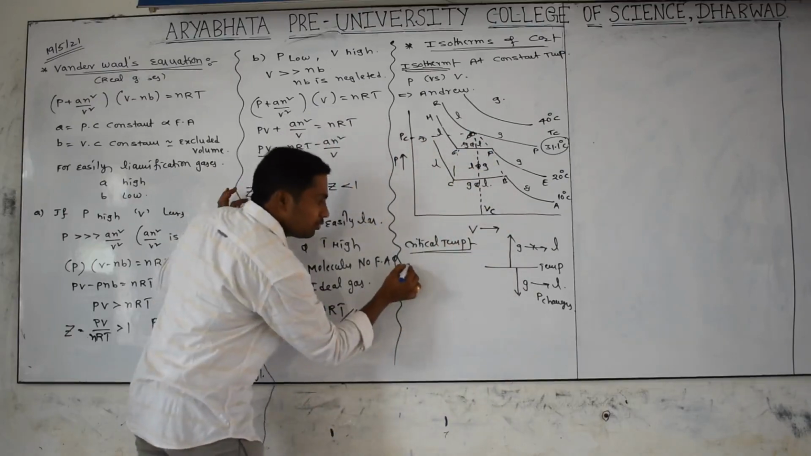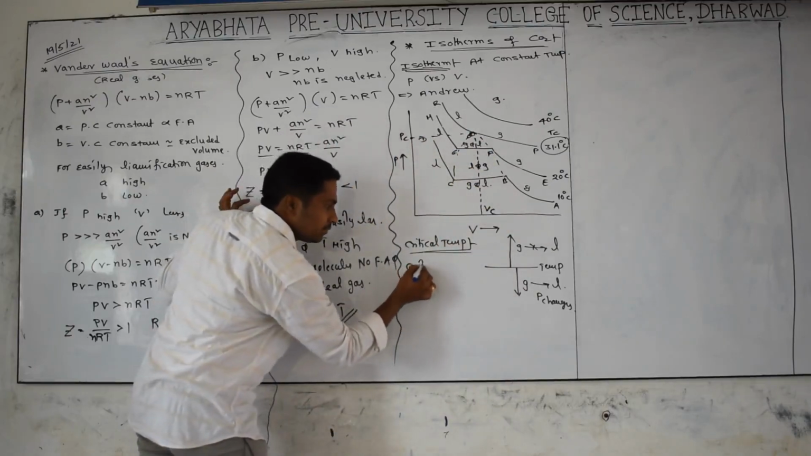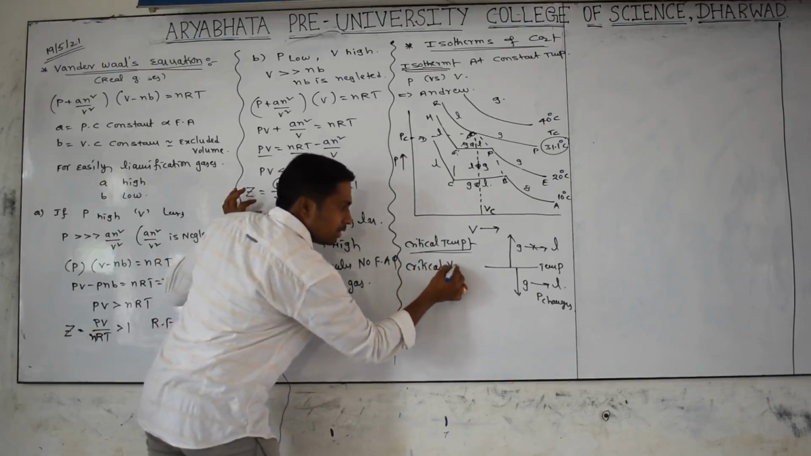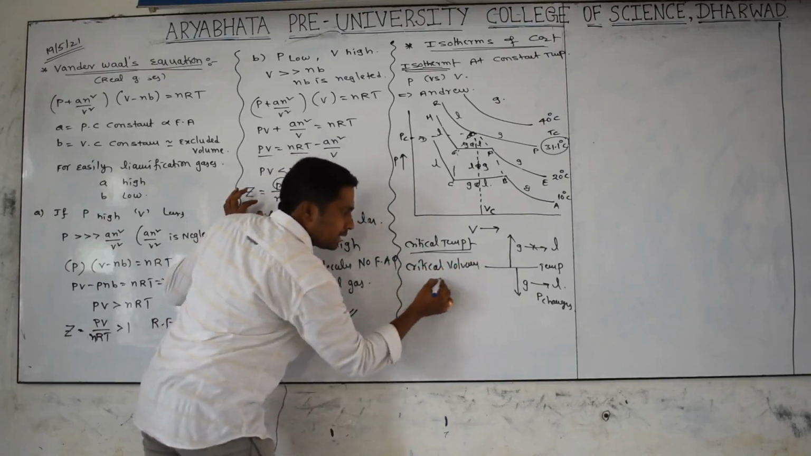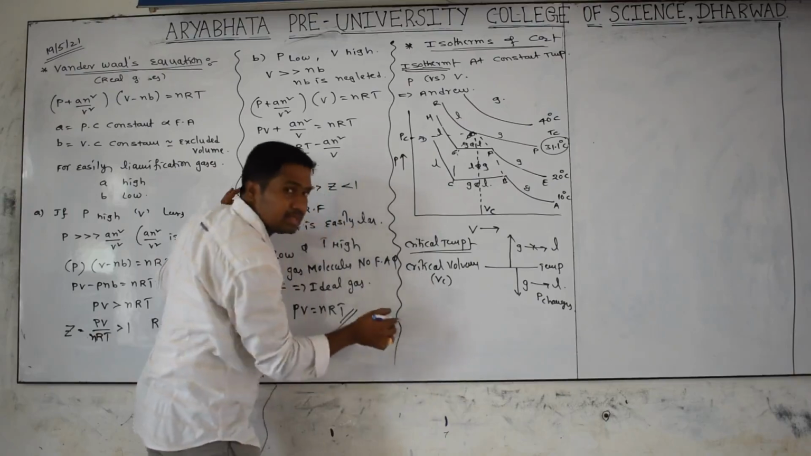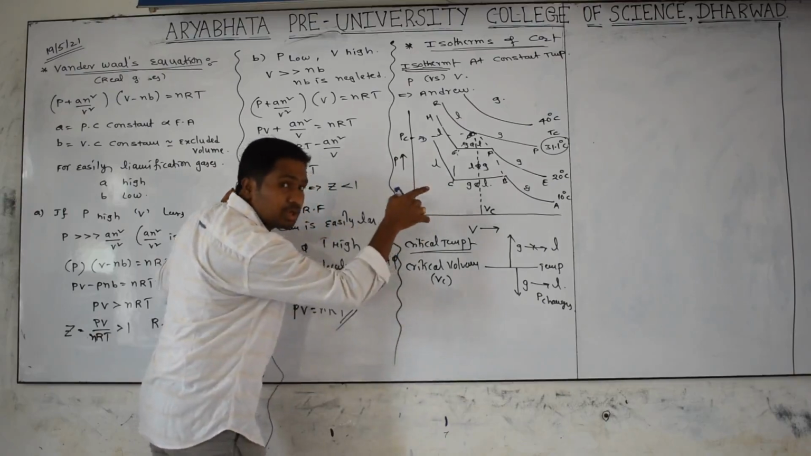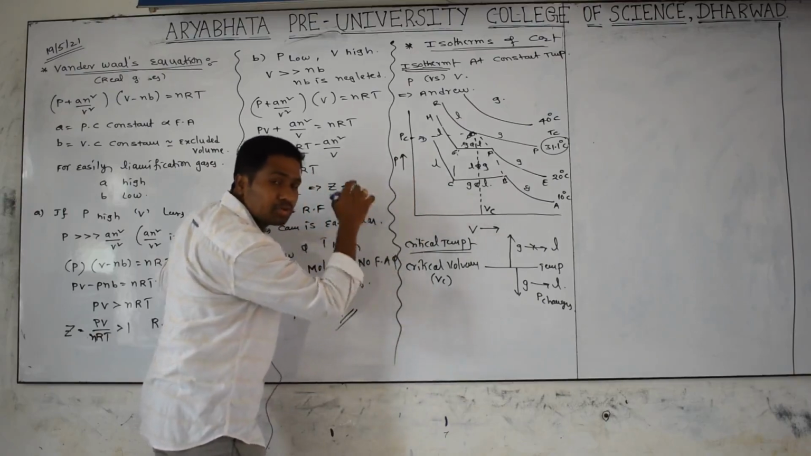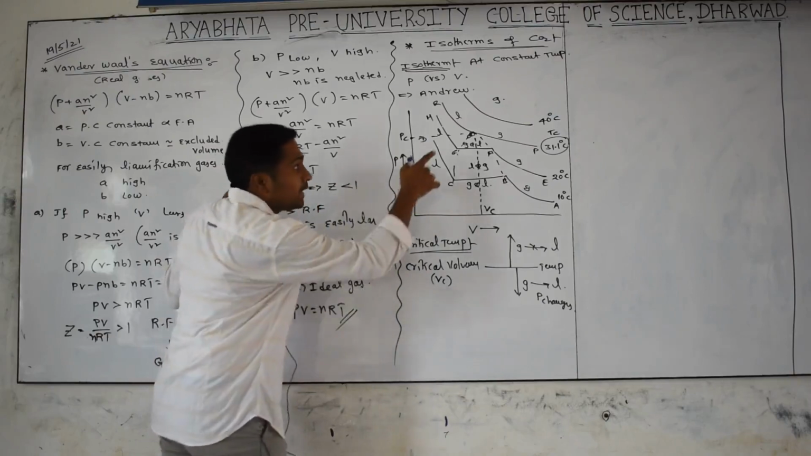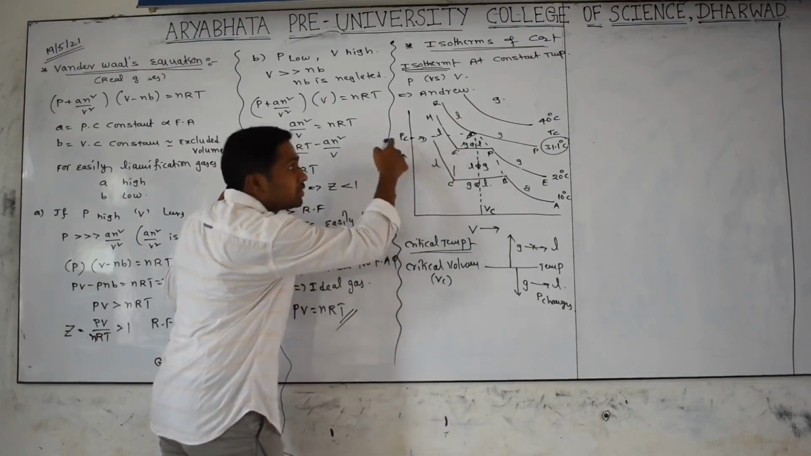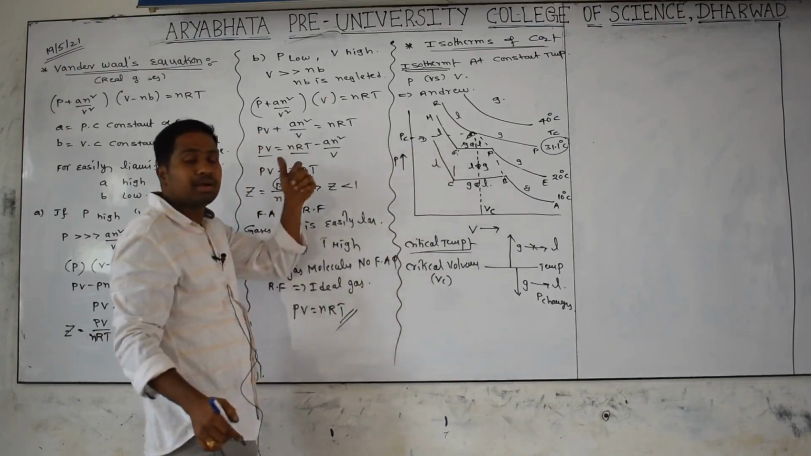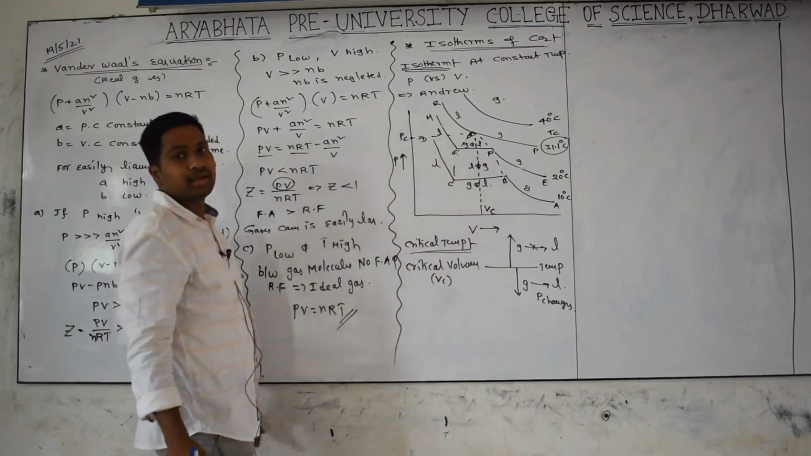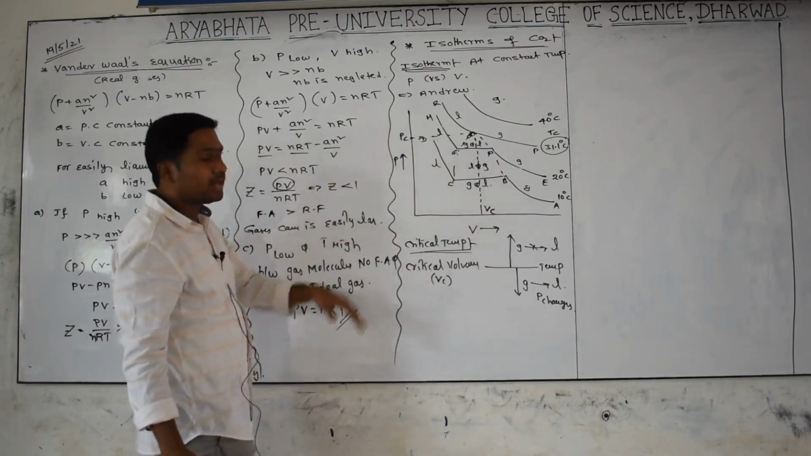What is the meaning of PC? Critical pressure. And VC is the critical volume: at the critical temperature, the volume occupied by the gas is called the critical volume. At the critical temperature, the pressure on the gas is called the critical pressure. All of you getting it or not?